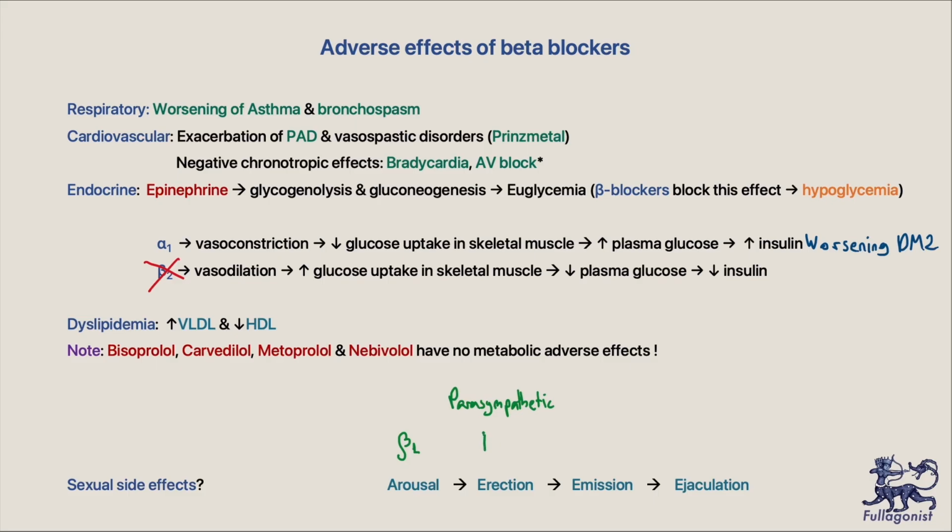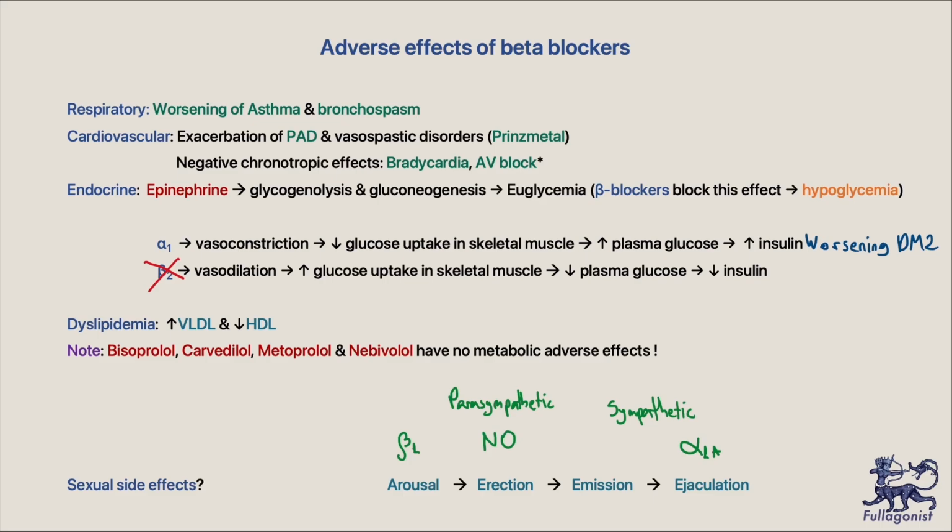Emission is a sympathetic response and is caused by contraction of vas deferens and ampulla. And ejaculation is expelling of the semen from the penis and is a sympathetic response, mediated by the somatic nerves and by alpha-1 receptor. Number one cause of erectile dysfunction is psychological. Theoretically, beta-1 blockers could decrease arousal, but this effect may be more associated with knowledge about the side effect and anxiety rather than the drug itself.